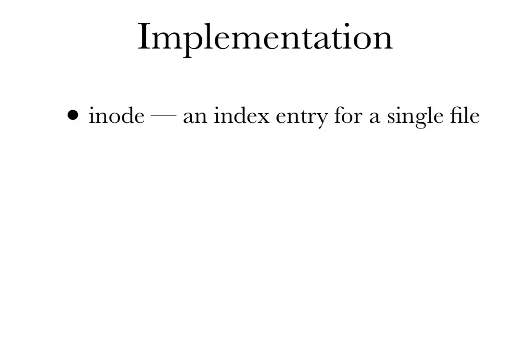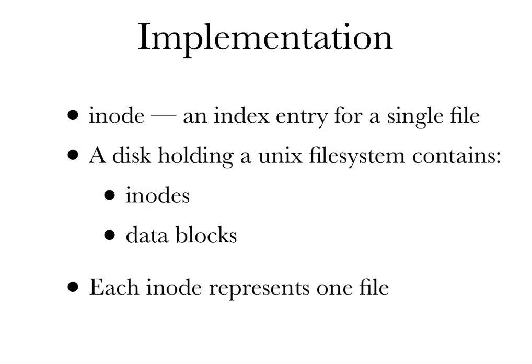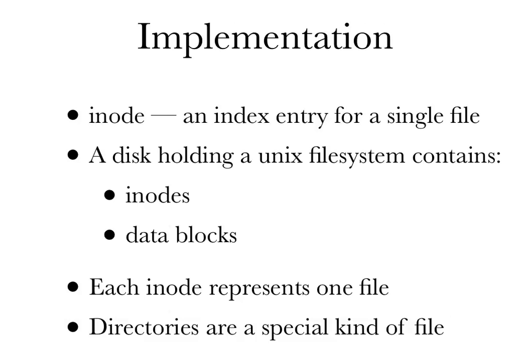Any file system is basically a complex data structure on disk. The starting point for the Unix file system is the inode. I stands for index. This is an index entry for a single file on the disk. A disk holding a Unix file system contains a bunch of inodes and a bunch of data blocks. Each inode represents one file. Not necessarily a plain file. Each directory gets its own inode too.